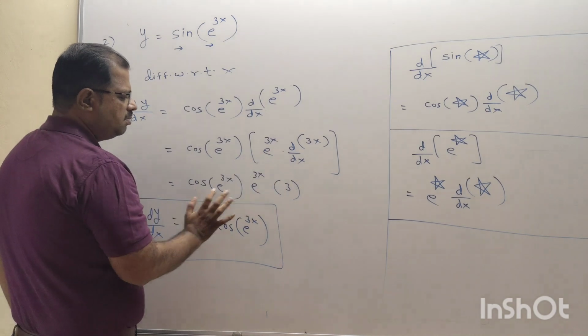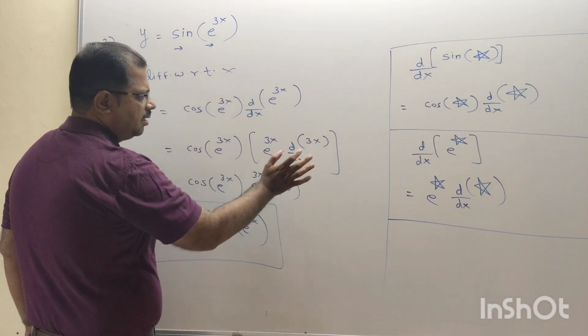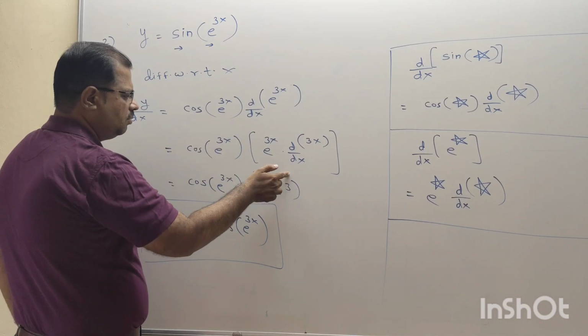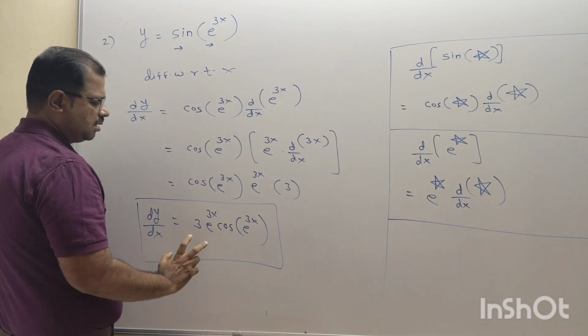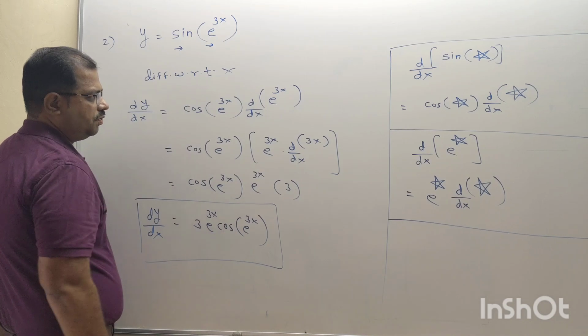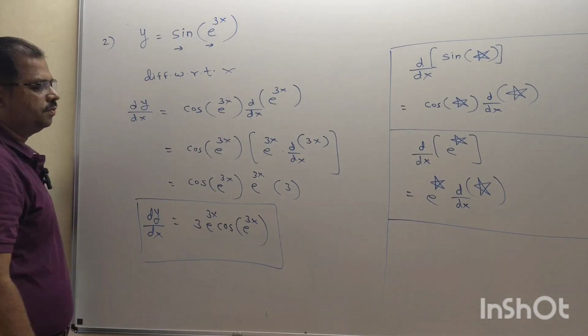Now these two terms remain as they are. The derivative of 3x is equal to 3. The derivative of kx is equal to k. Now take 3 e raised to 3x in front of cos. Therefore 3 e raised to 3x cos of e raised to 3x is the answer.